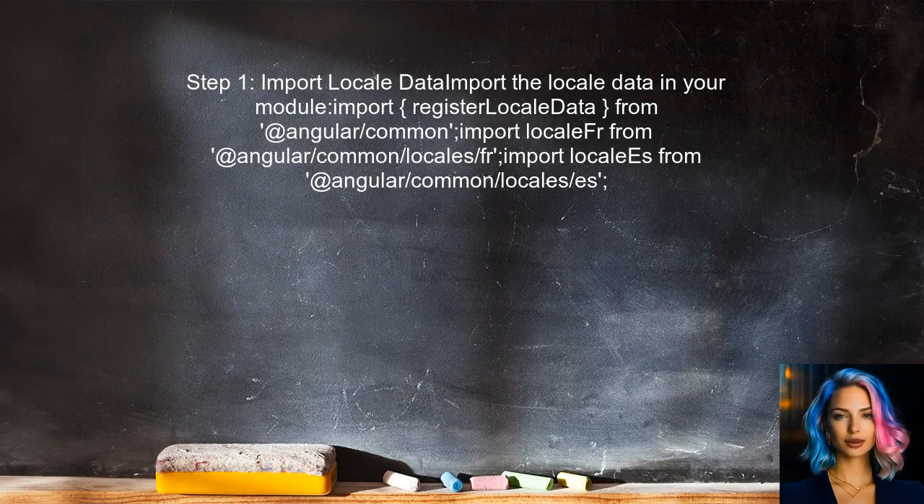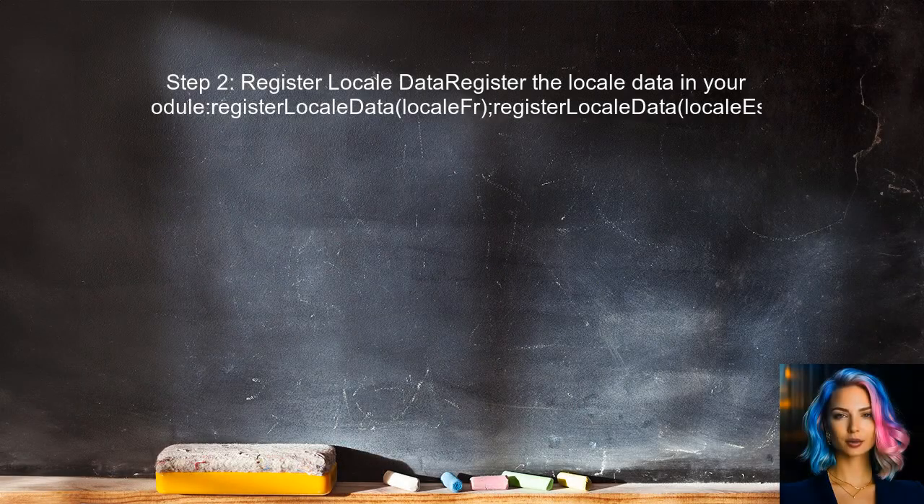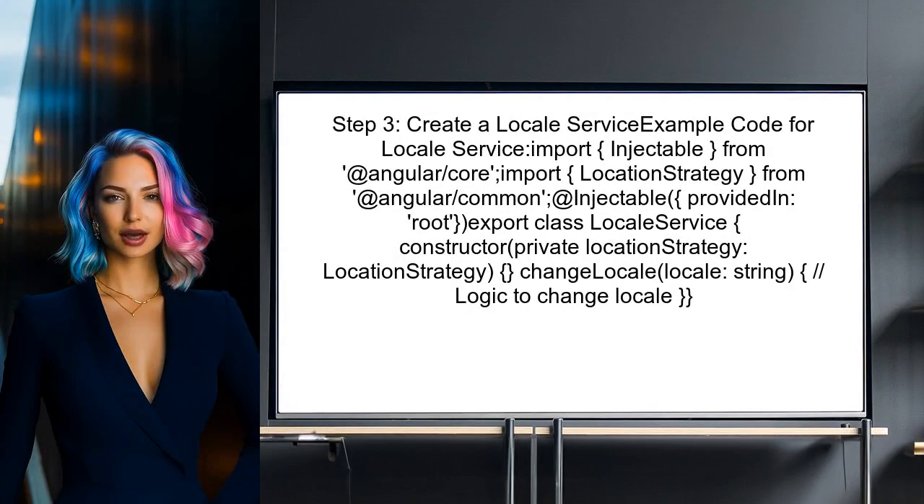To dynamically change the locale for the DatePipe in Angular, the user should first import the necessary locale data. This can be done by importing the locale data from Angular's common package. Next, the user needs to register the locale data. This allows Angular to recognize the new locales that will be used in the application. Now, the user should create a service that will handle the locale switching. This service will allow the application to change the locale dynamically based on user input.